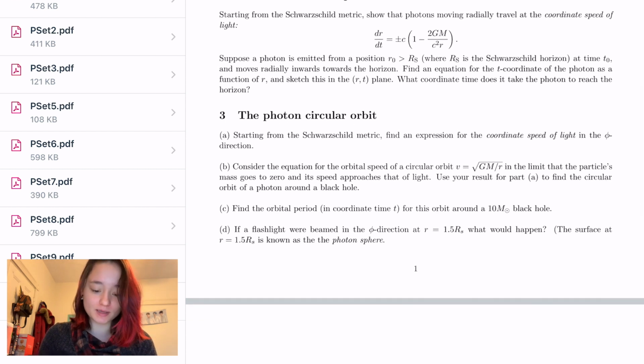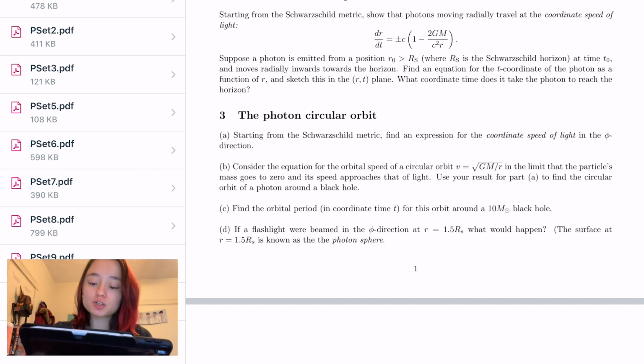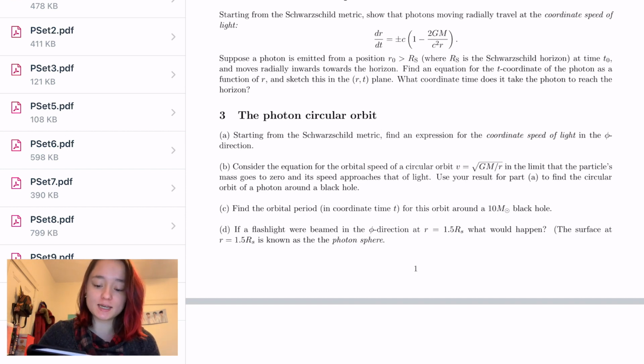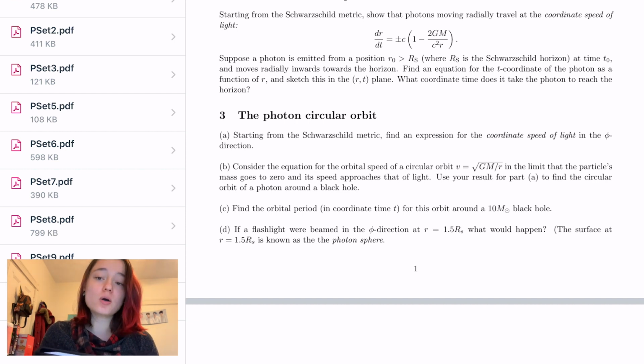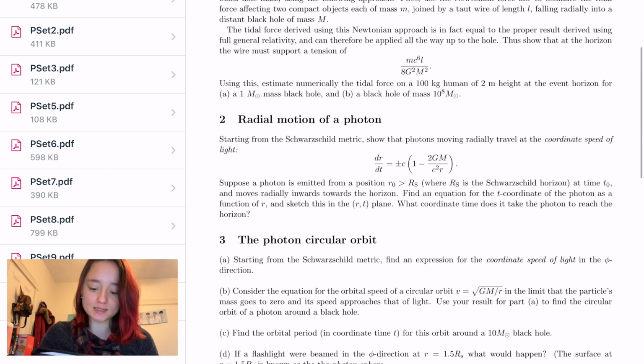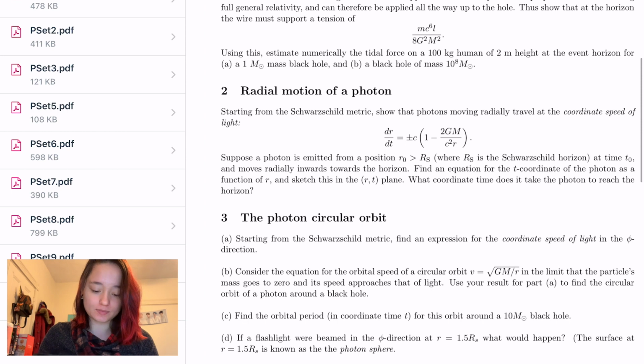The second problem is radial motion of a photon. Starting from the Schwarzschild metric, show that photons moving radially travel at the coordinate speed of light, and it gives it to you. So a lot of problems at MIT in the physics department involve trying to prove that a certain relationship or equation that you know is true. So that's why you see things like this.